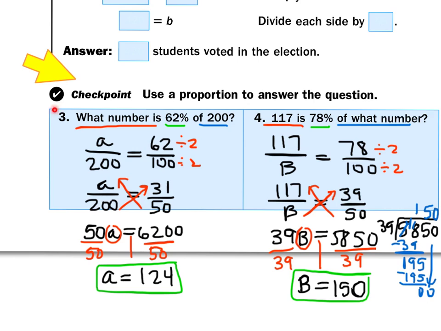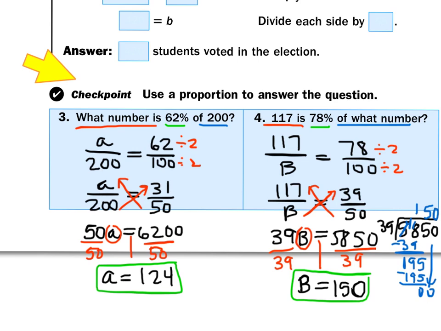Okay, so look at checkpoint number 3. What number is 62% of 200? So the is in red, and we don't know it. The 62% is in green, it's the percent, and the of is in blue. All right, so is, I'll leave that as A, over of, the of is 200, equals 62%, which is 62 over 100. Now let's reduce that fraction, so that gives us A over 200 equals 31 over 50.